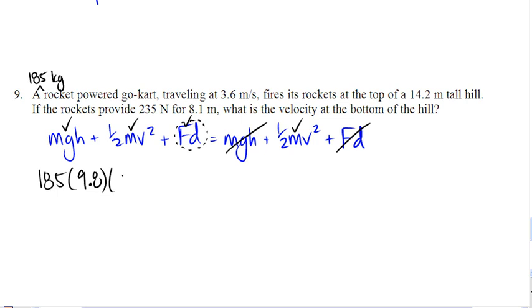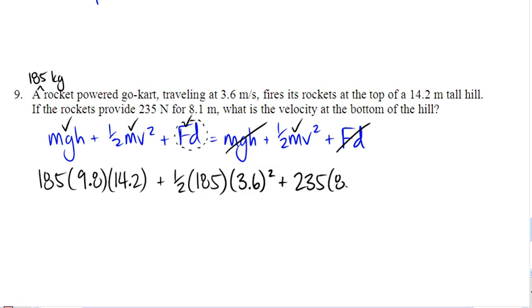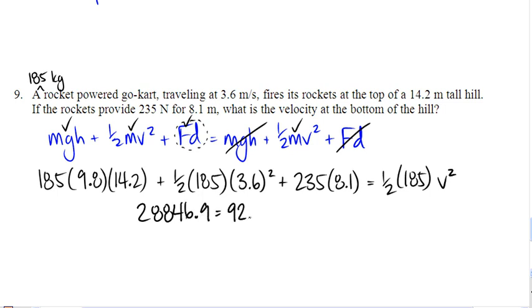So if you plug all the numbers in, I'll show you all the numbers and go straight to an answer. It's just calculator work once you get all those numbers in there. Do be sure that you square your velocities in the 1/2 mv squared. Again, a really common mistake is for that to just disappear. And when you throw that entire left-hand side into your calculator, 28846.9 equals 92.5 v squared.